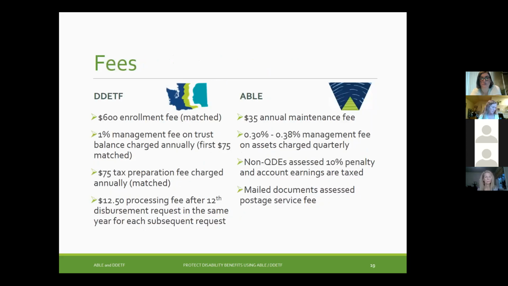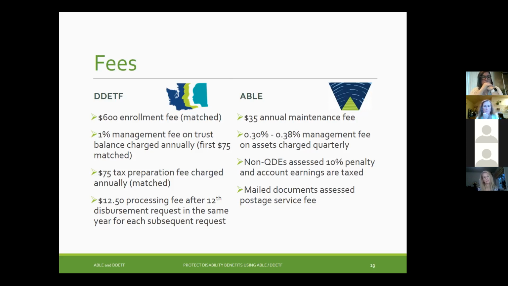The fees are structured around the trust manager's role in ensuring that the money is protected and only being spent on appropriate things. And because we are not online for the most part, we do charge a $600 enrollment fee at the time that you enroll into the trust. And then we do charge a 1% management fee on the balance annually, with the first $75 being matched. And I'll get into the match structure in a little bit.